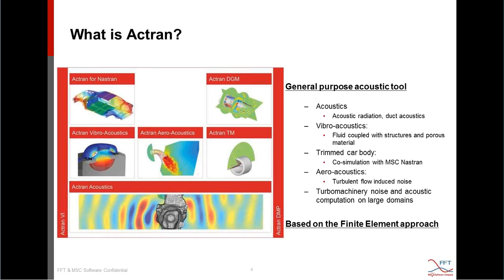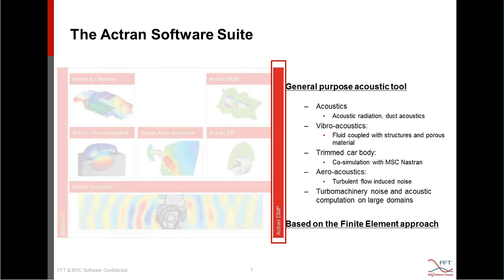It is necessary to upgrade to Actran vibro-acoustics. And for addressing trim car body, the module Actran for Nastran combines the best of the two worlds. Actran is used for modeling the cavity and the porous material inside a cabin, and Nastran to solve the structural behavior of the car body. Actran also gets all required physics for studying flow-induced noise with its module Actran aero-acoustics. And finally, Actran TM and DGM are mainly focused on representing the noise source of aircraft engines, even if Actran DGM is also very adapted for studying the sound radiation within very large domains. So that sums up the physical problems that can be tackled with Actran. Of course, a graphical user interface, Actran VI, allows you to perform simulations very easily. Today, we will focus on Actran DMP, which allows significantly enhancing the computation's efficiency thanks to distributed computation.